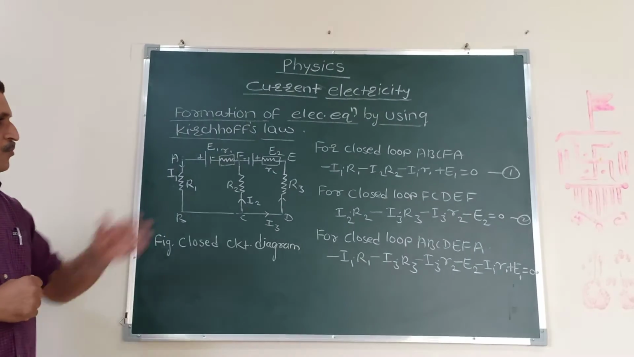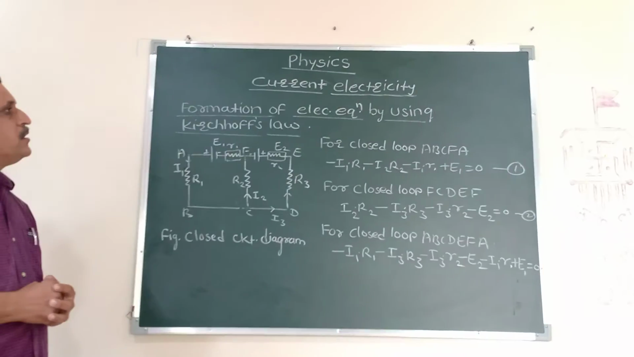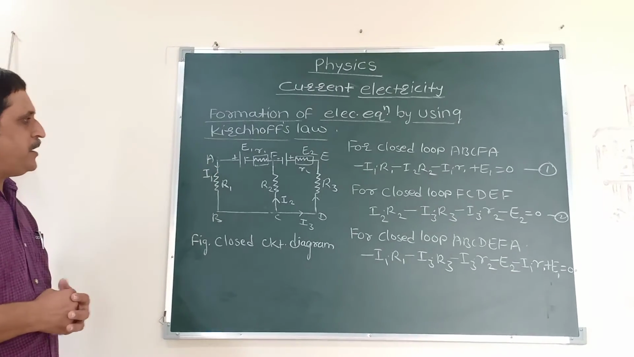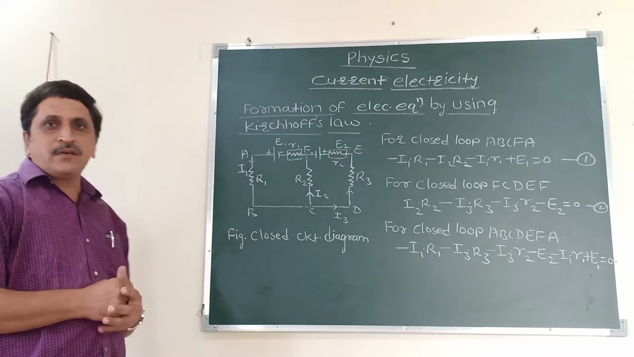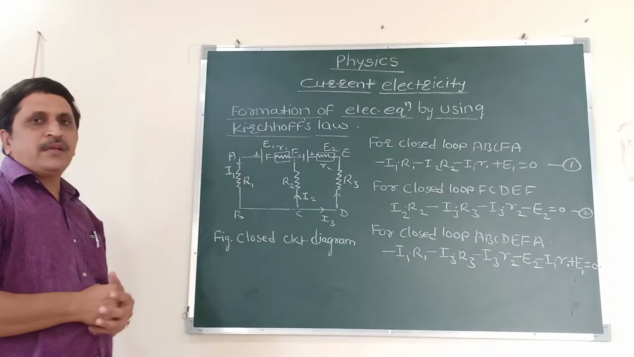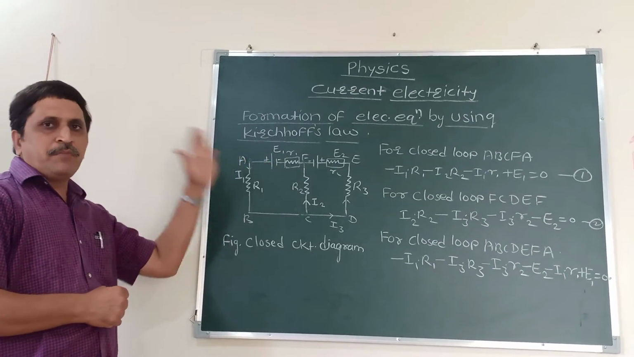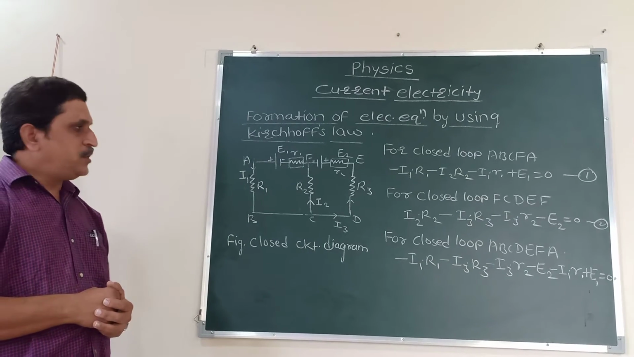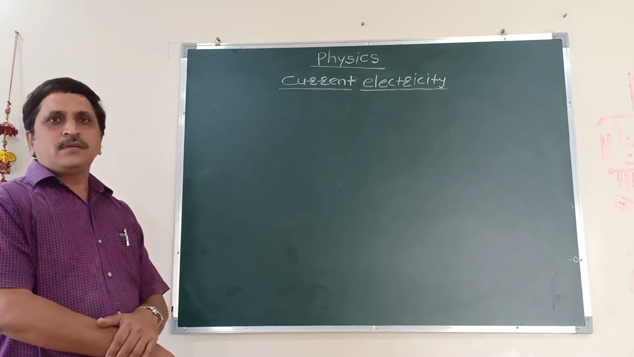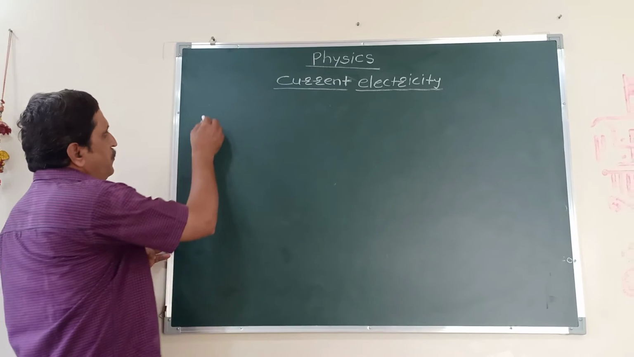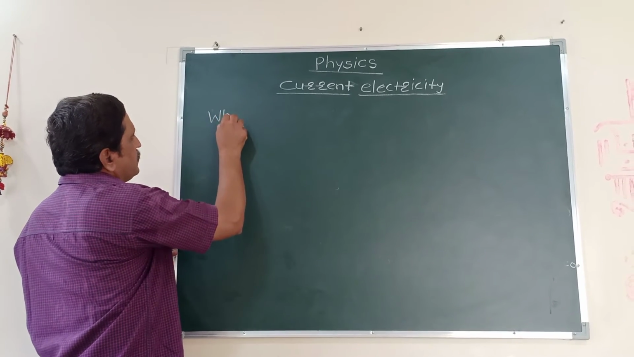In this way, we can make electric equations for determining the current, for determining the resistance, and for determining the potential difference in a closed electric circuit on the basis of Kirchhoff's second law. Now, the next point is Wheatstone's network.